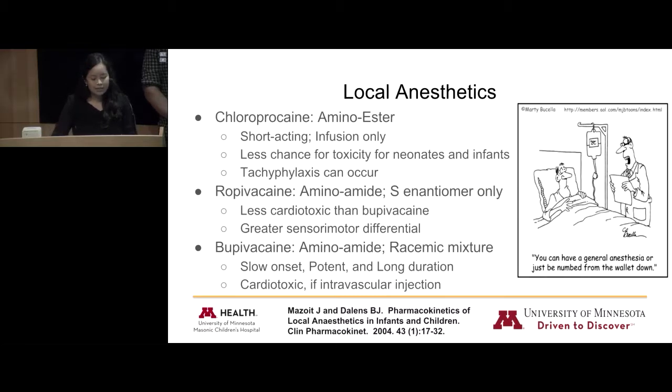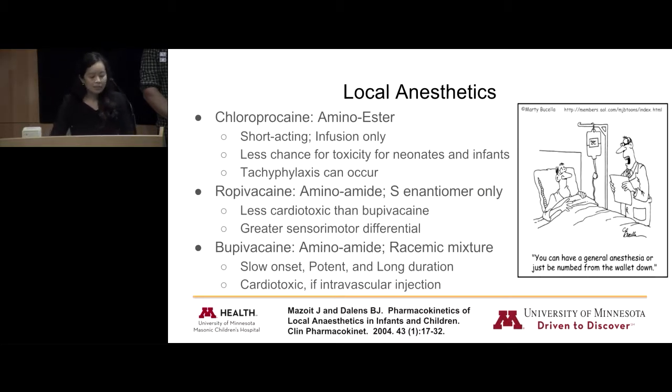Bupivacaine is an amide. It's an S enantiomer only, and that's really important because that makes it less cardiotoxic than other drugs such as bupivacaine. It has great sensory blockade. However, because it's not as strong as bupivacaine, it has less motor blockade. So you have great analgesia, but less muscle weakness, essentially.